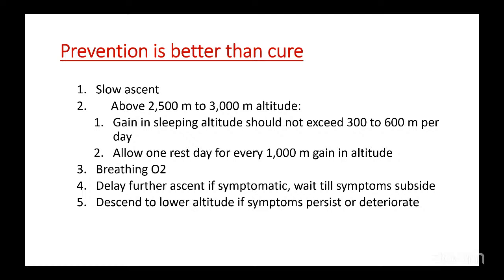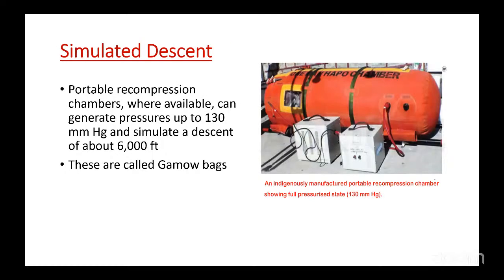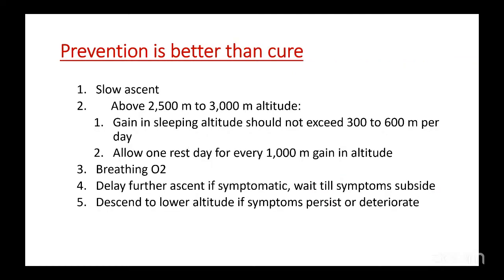You can use these simulated descents. For example, if you go to a high altitude more than what you should normally do, then you can come back down and stay at a simulated environment. So usually, when we say about 2,500 to 3,000 meter altitude, beyond that point, when you have to gain altitude, usually try not to gain more than 300 to 600 meter per day. If there is a 1,000 meter gain in altitude, make sure 1 day of rest is there.